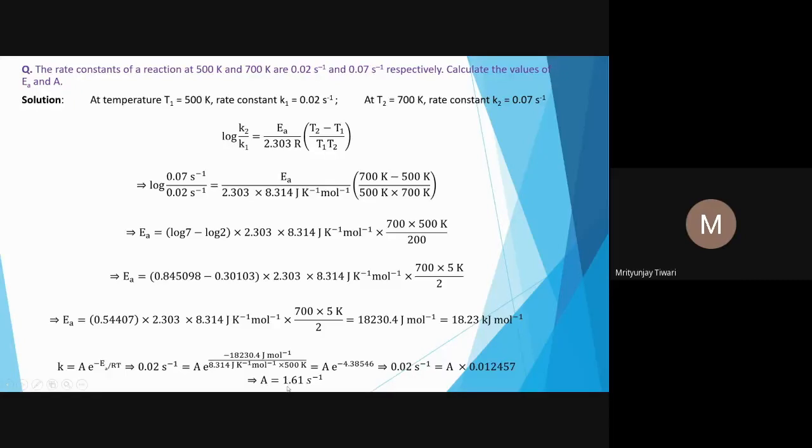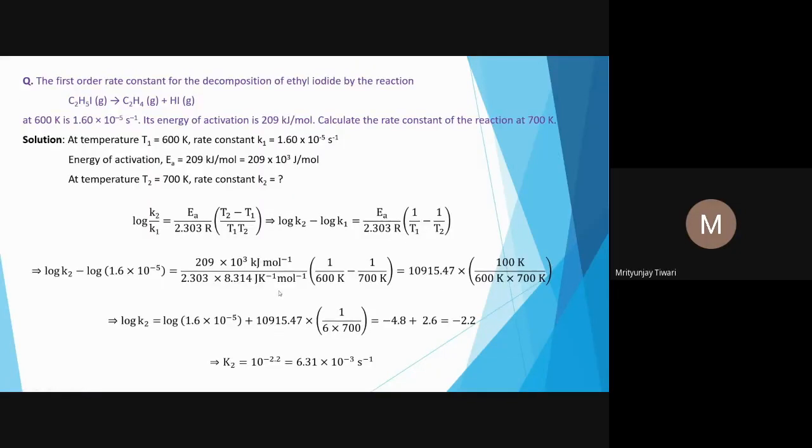So the pre-exponential factor, or the frequency factor, or the Arrhenius factor, one can also obtain using this method. Now let's see this question.